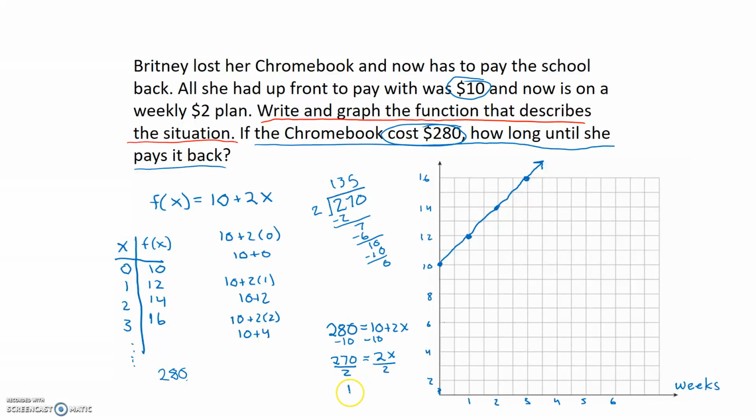So 135, but what the heck does that represent? 135 equals x. That's great, that's true. But again, make sure that we answer the question. It says, how long will it take to pay it back? Well, is it 135 days, weeks, months, years? And again, the x-axis was talking about weeks, so we say it will take 135 weeks to pay it back. That's a long time.